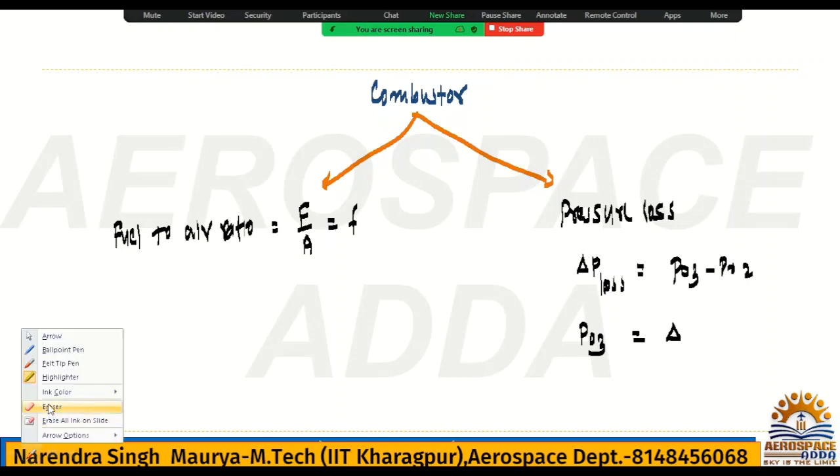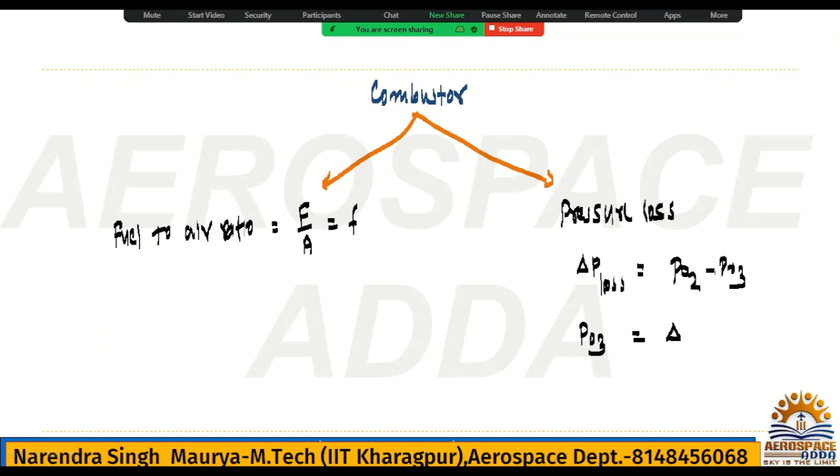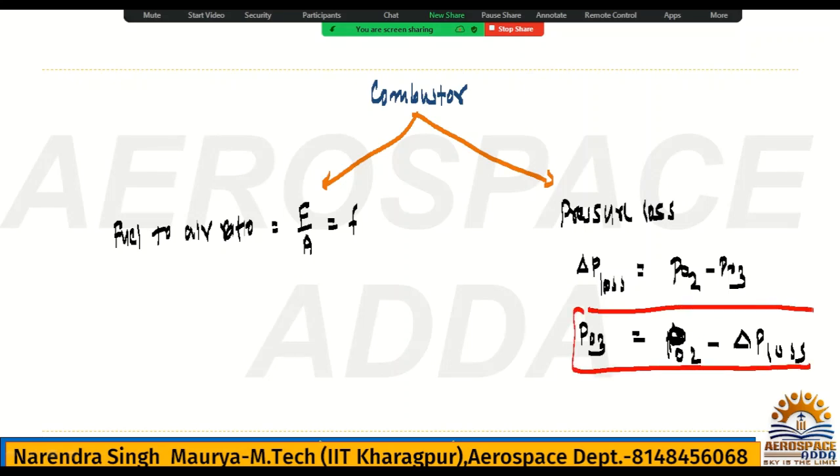Opposite I have written P naught 2 minus P naught 3. So what will be P naught 3? P naught 3 will be P naught 2 minus delta P loss. It will be used sometimes in the problem, so always remember. One full-length jet propulsion turbojet problem will be solved, and then all the components will come there.